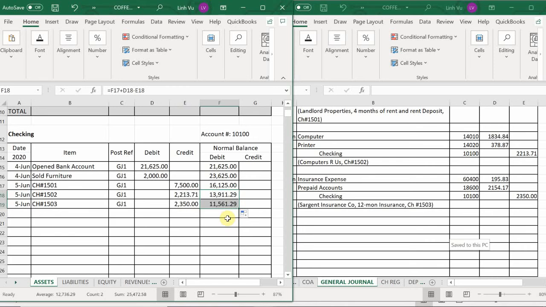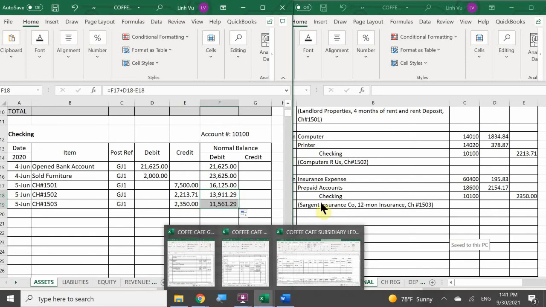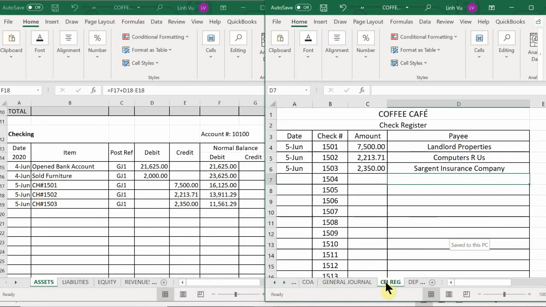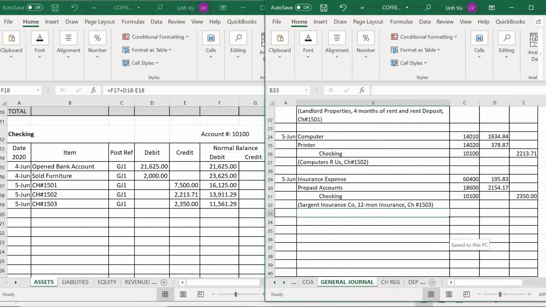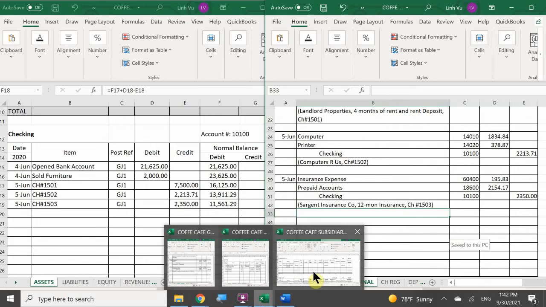So now we need to go to our subsidiary ledger. Do we have to go to the register? Which register? No, we don't have to. We already wrote the check. Yes, sorry. No worries. So we're going to go ahead and go to our subsidiary ledger.